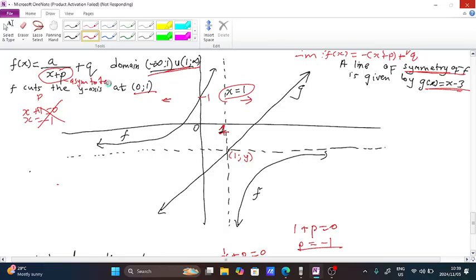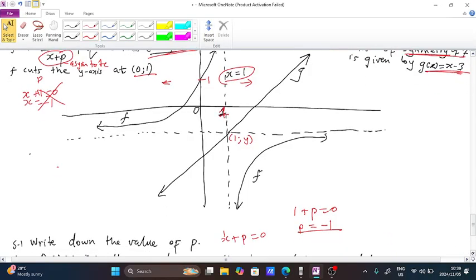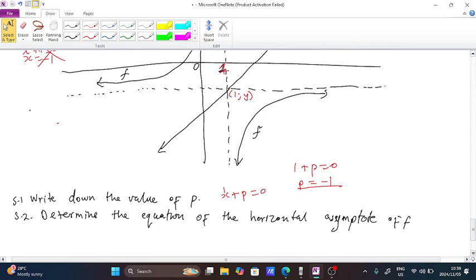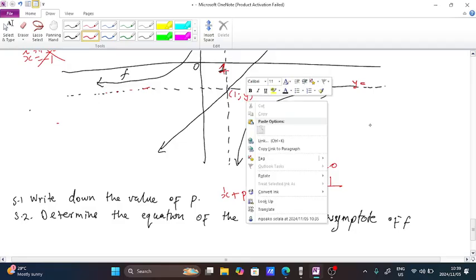So be careful. When we want the asymptote, just do it like that. So p is minus 1. Determine the equation of the horizontal asymptote. Horizontal asymptote, which one is horizontal? The horizontal asymptote is this one. So this is y equals to, we want that again. But now, this y is the same as this y value here. Now if that is the same, what do you do?